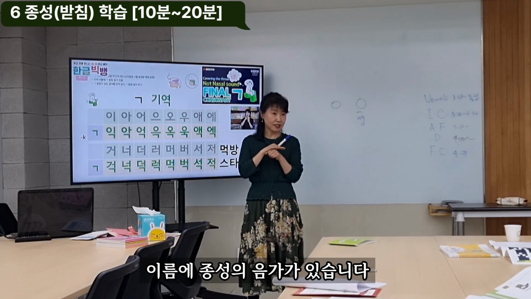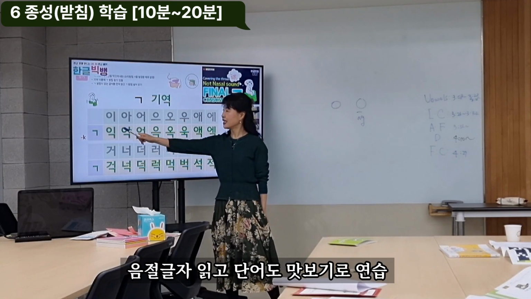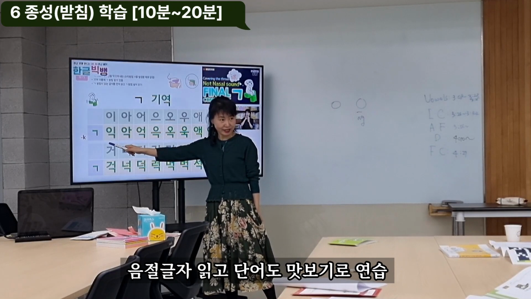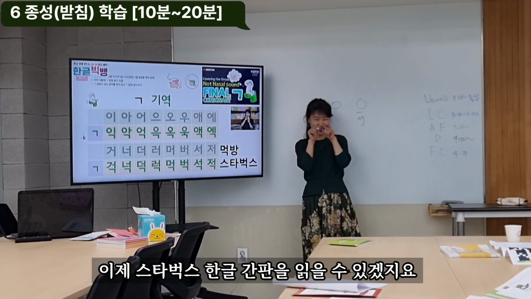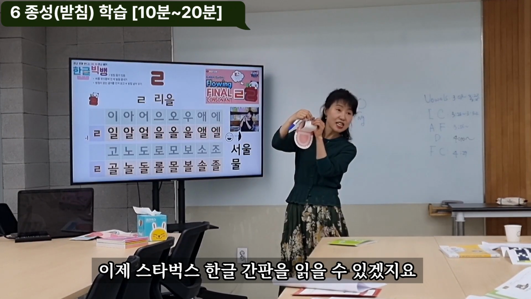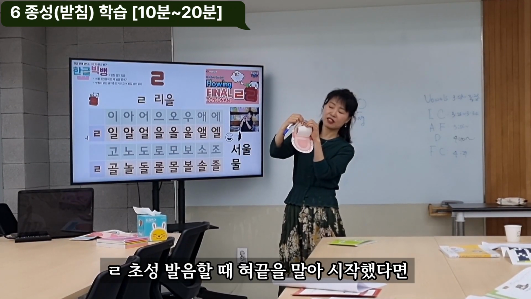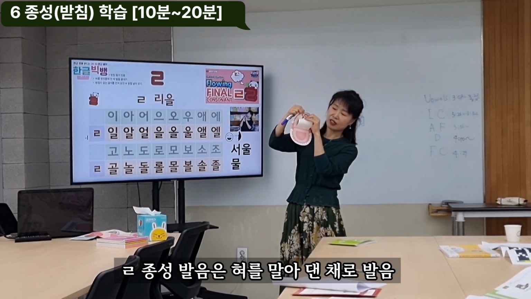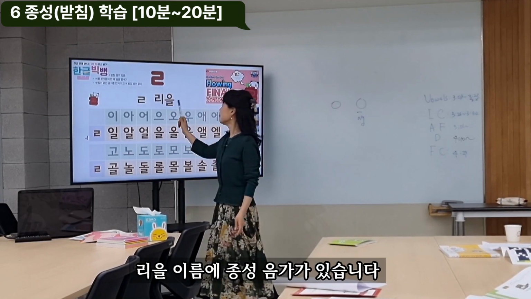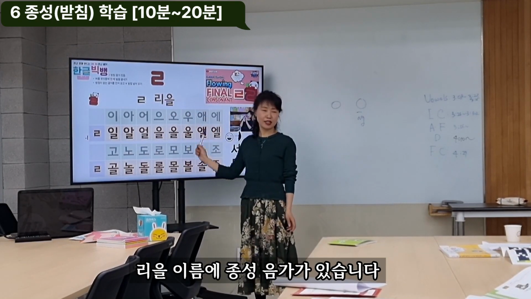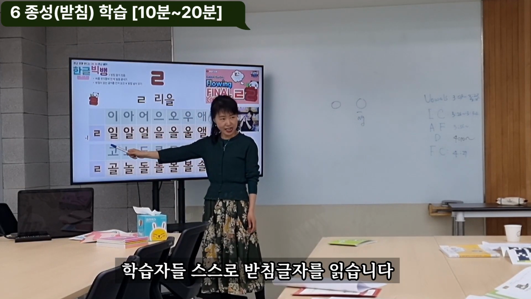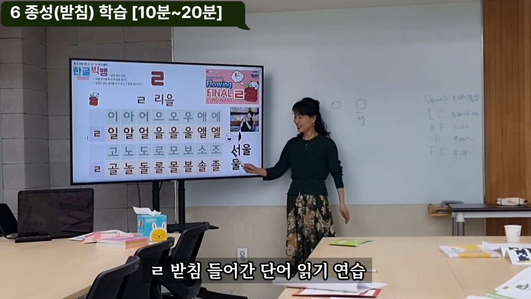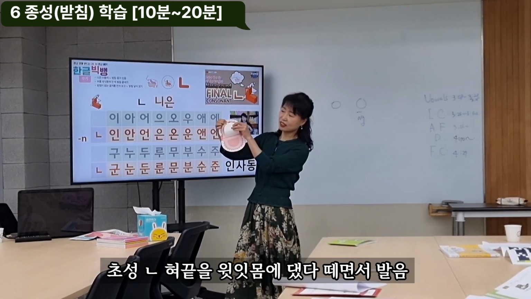So E, I, Starbucks. So now you can read the Starbucks signboard. Ul. Ul. So initial consonant L, but final consonant Ul. Name is the Ul. So Ul is the final consonant phonetic value. E. Il. Good. So Ul.